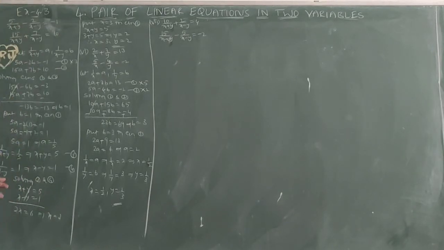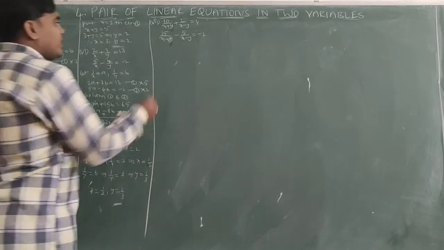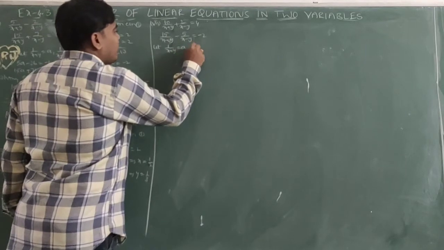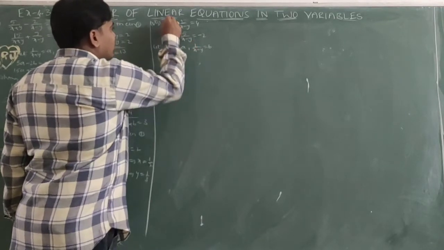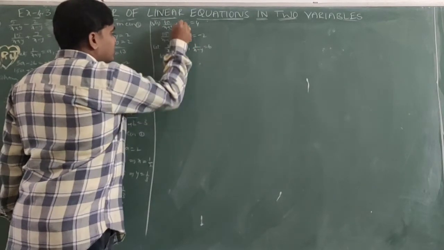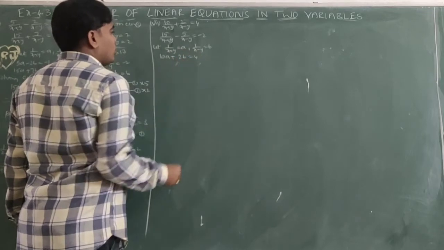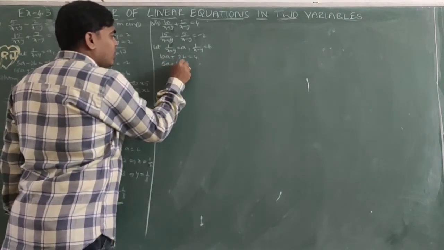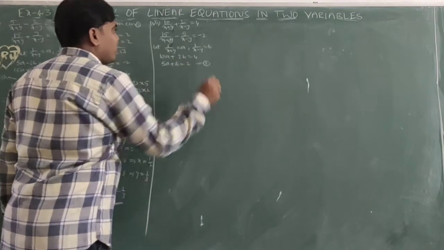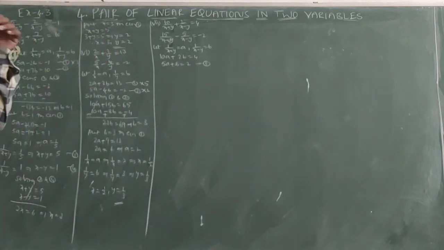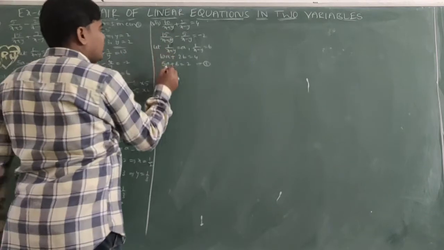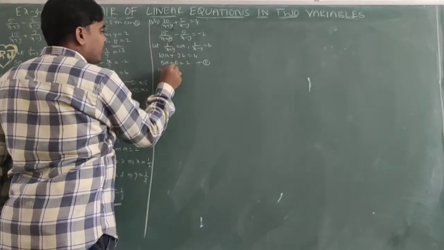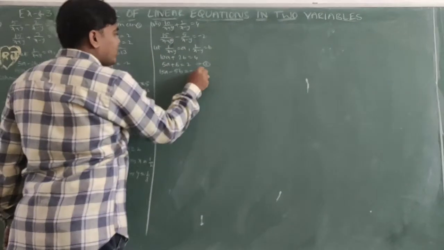So this is almost the same as the previous. Let 1/(x+y) = a and 1/(x-y) = b. 10a + 2b = 4. Cancel the common 2: 5a + b = 2, equation 1. Next, this one: 15a - 5b = -2, equation 2.